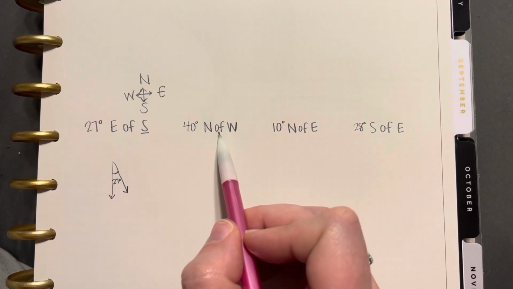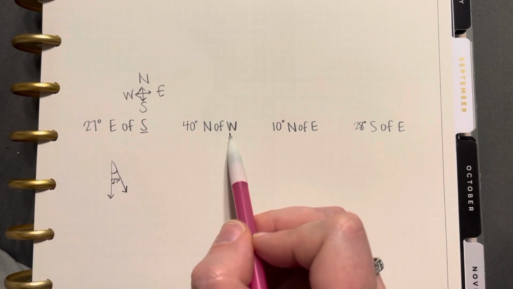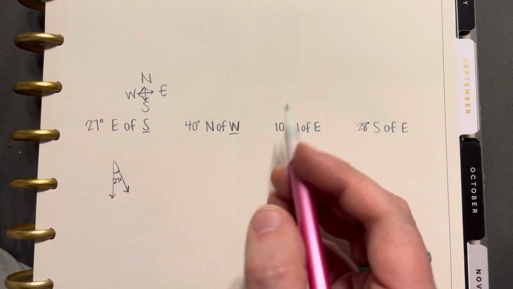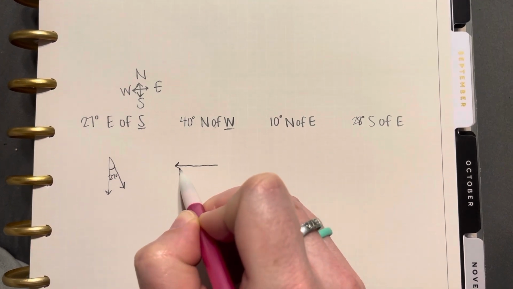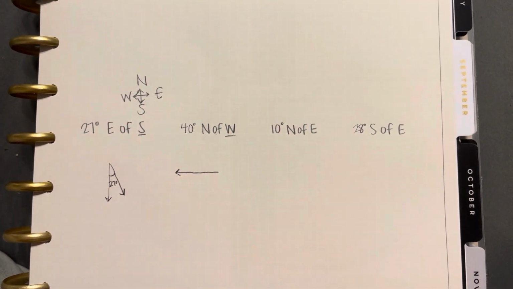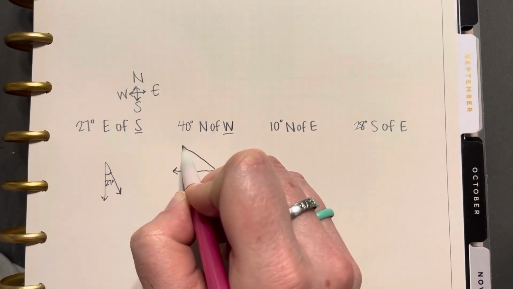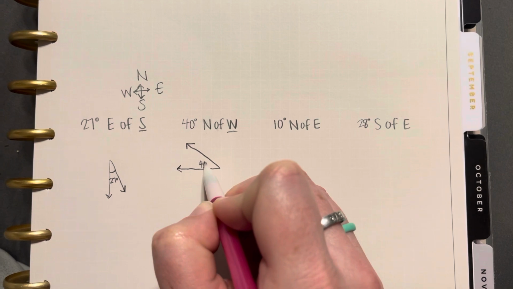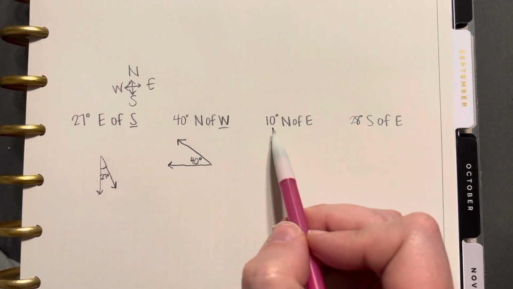Okay, same thing with this one. 40 degrees north of west. So west is your starting point. West is to the left. And it's 40 degrees north of that. Okay, north would be above. And that's your 40-degree angle.